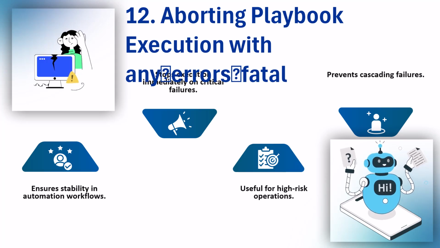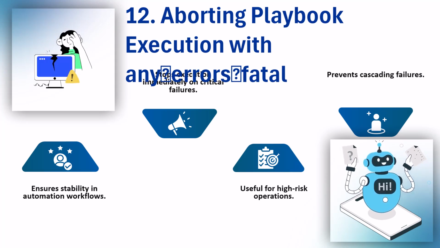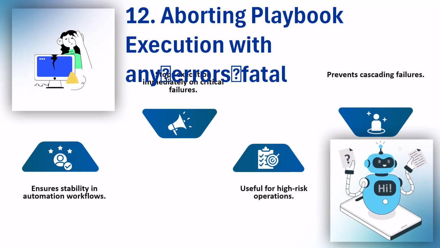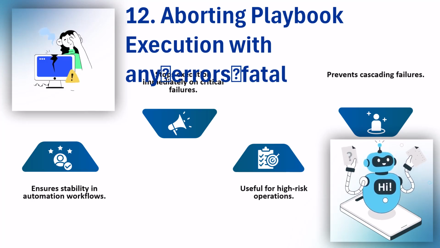Sometimes, you don't want to power through failures. You want to slam the emergency brakes. Any errors fatal does just that. It ensures that when a critical issue arises, the execution halts before things spiral out of control. Think of it as a fire alarm for your playbooks.